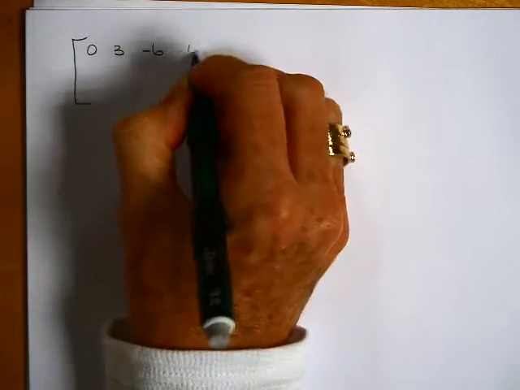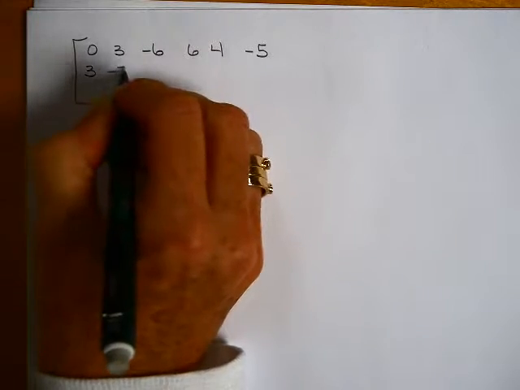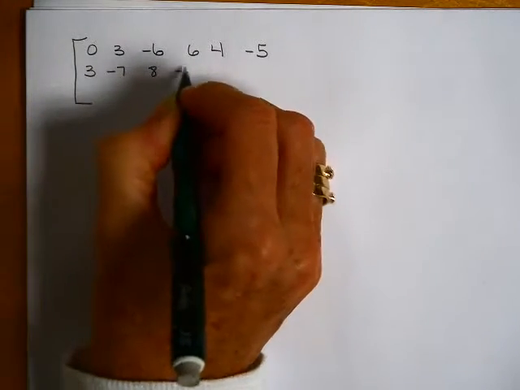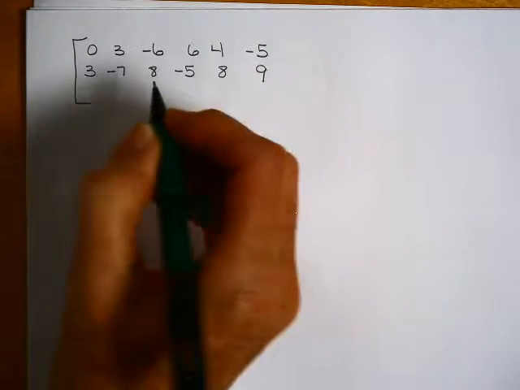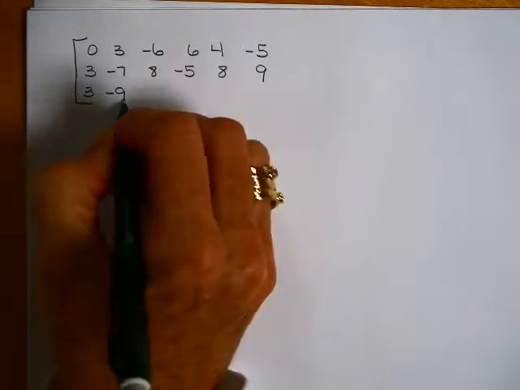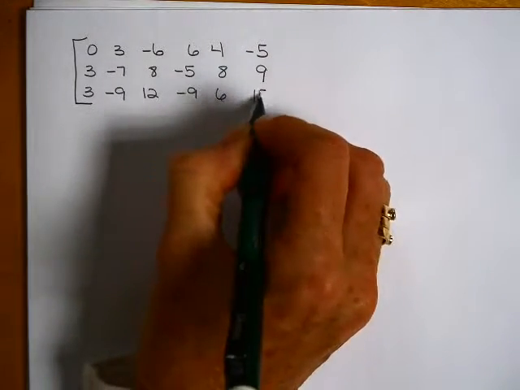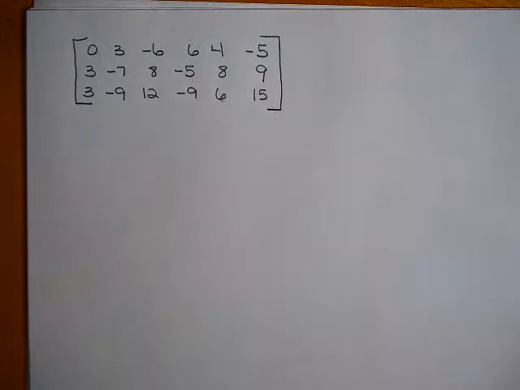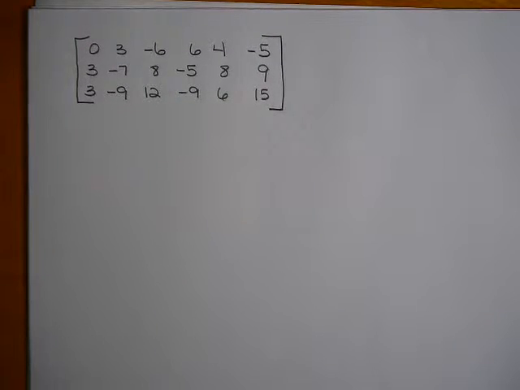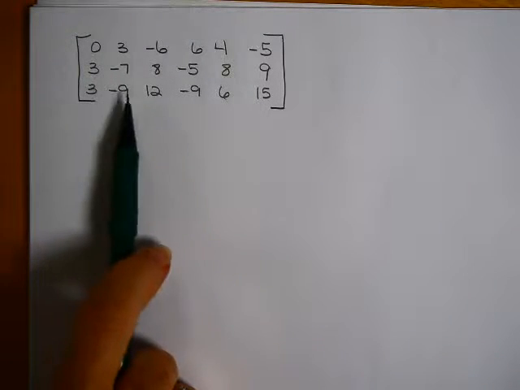0, 3, negative 6, 6, 4, negative 5, 3, negative 7, 8, negative 5, 8, 9. Y'all got it copied down? Okay, then you better check and make sure I copied it right, because this is the one we're fixing to do. Did I get the same thing y'all did?